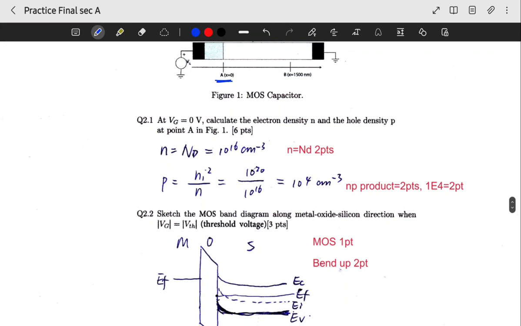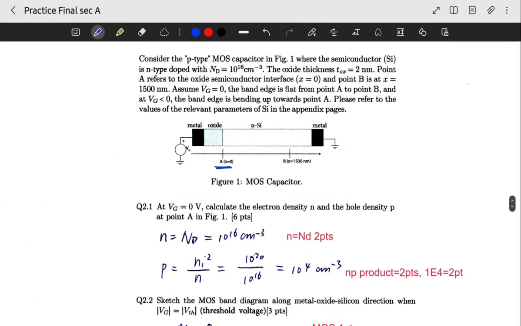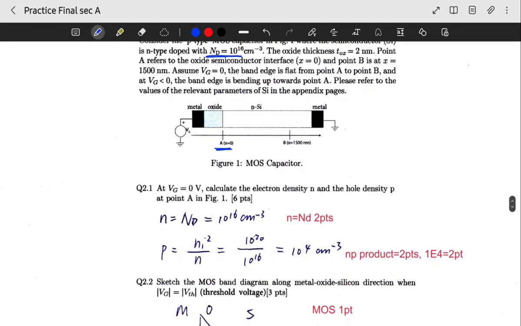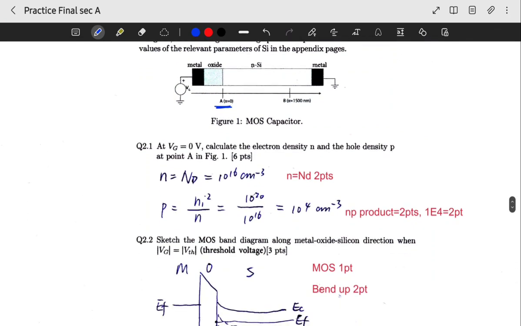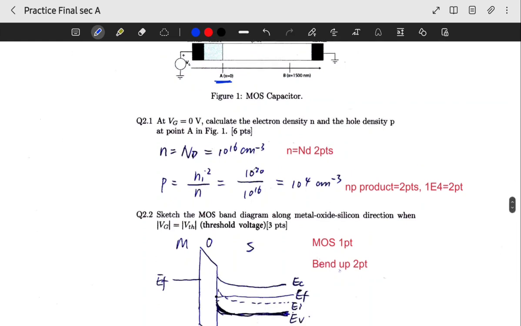Here you use the ND that is already given. Since the gate voltage is 0, the electron density n is equal to ND, which is 10 to the 16 per cubic centimeter, and p is the hole density. We can calculate it from the np product: ni squared over n is 10 to the 20 over 10 to the 16. We get 10 to the 4.